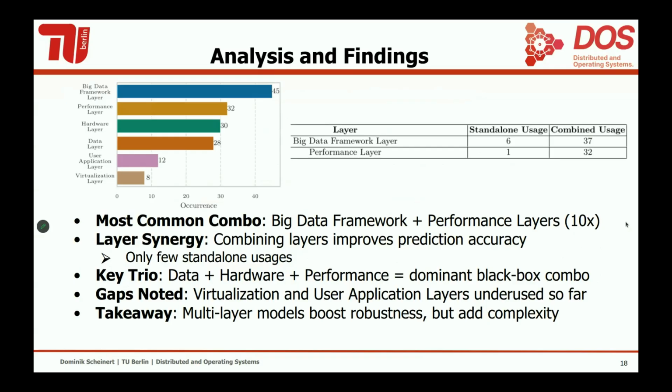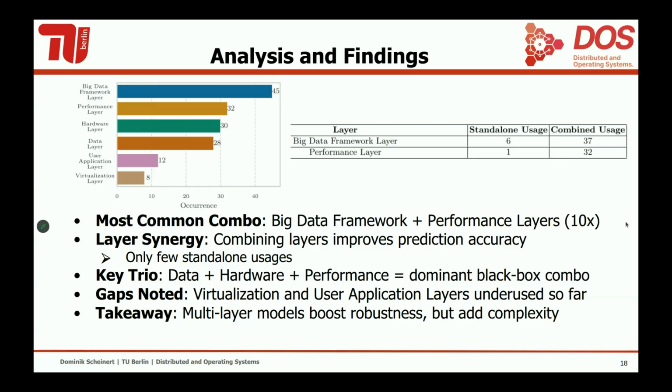And then maybe just some follow-up information here. What we also want to share here is that usually these layers are not used standalone. So usually we see combinations of layers. And the most common combination is the big data framework layer with the performance layer. It has been used 10 times in this particular combination, which makes sense, right? Because you have these very fine-grained parameters of the big data framework, and then you have the measurable outcomes from the performance layer, and then you can relate this to each other.